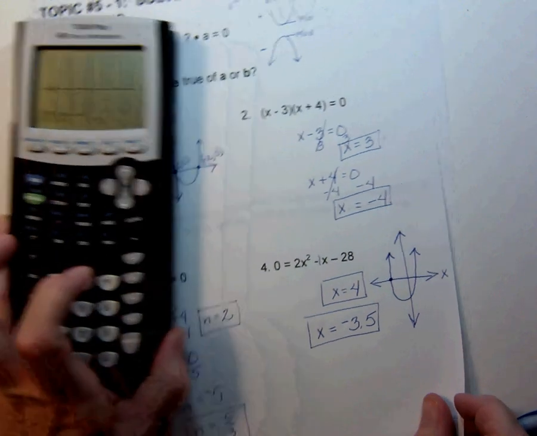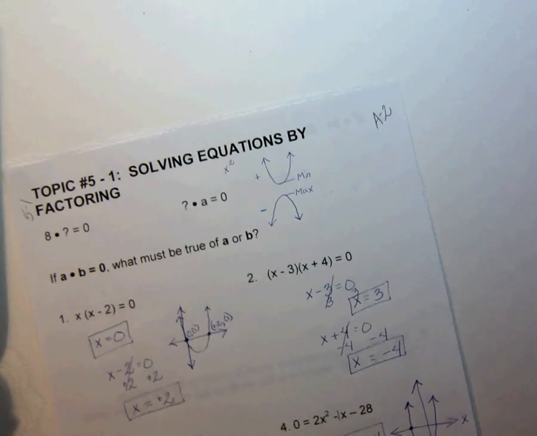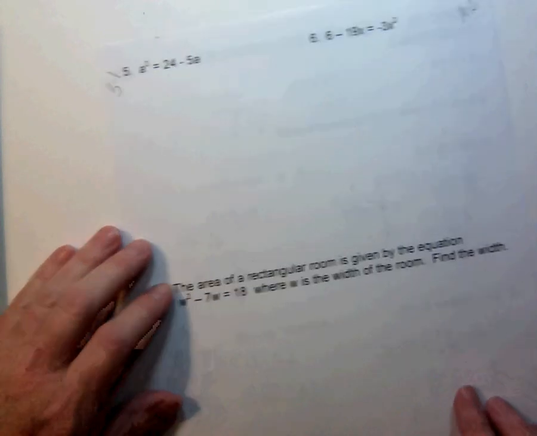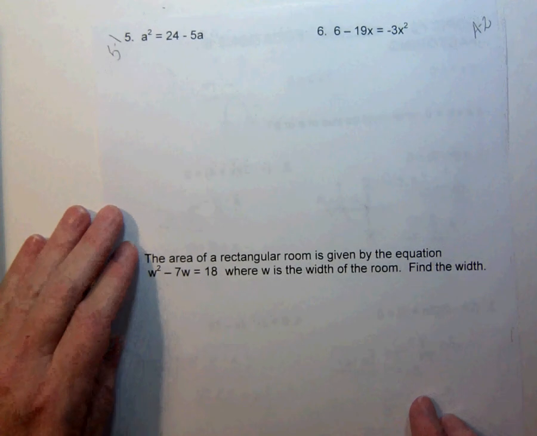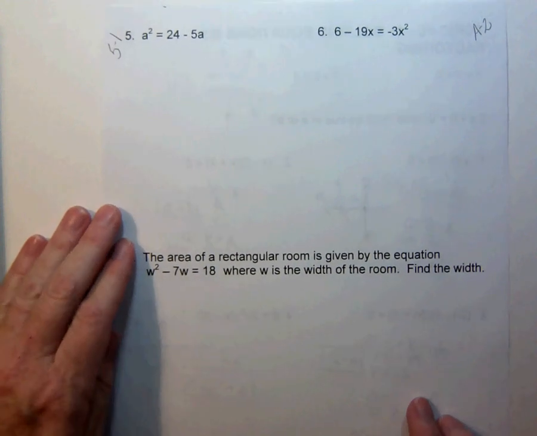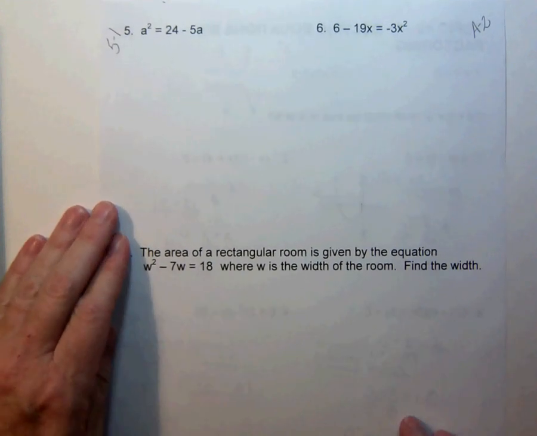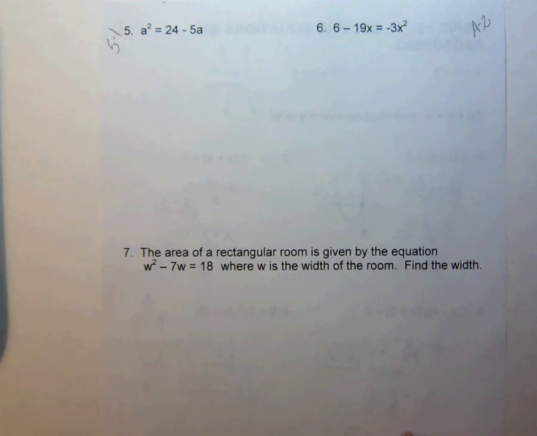Okay, we're going to do the second half. Try not to get it to flash. Let's see. Okay, number 5. Notice how each one of these is not set equal to 0. If we set these equal to 0, we can actually use the calculator again.